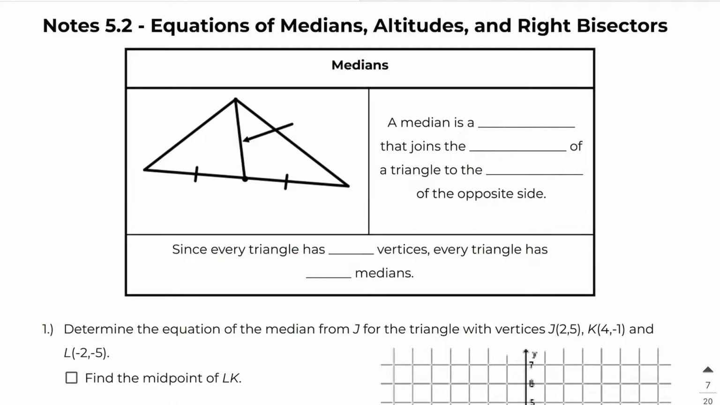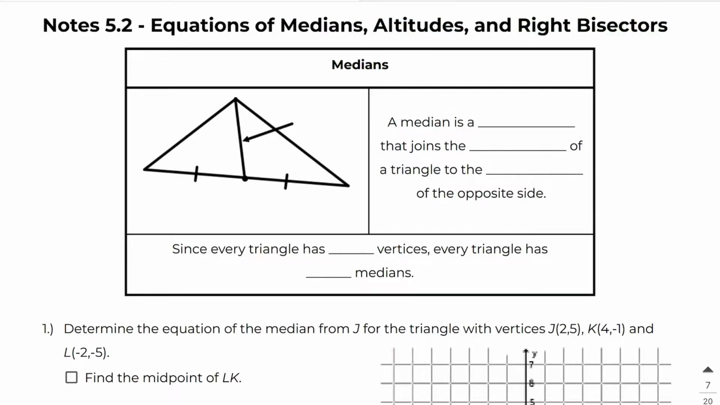Hi everyone, notes 5.2 are on equations of medians, altitudes, and right bisectors. And these are three different types of lines. We're going to go through and do one example of each type of line right here, and we're going to define what each one of these words means, okay?